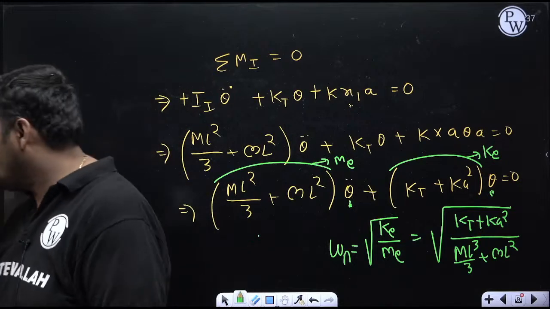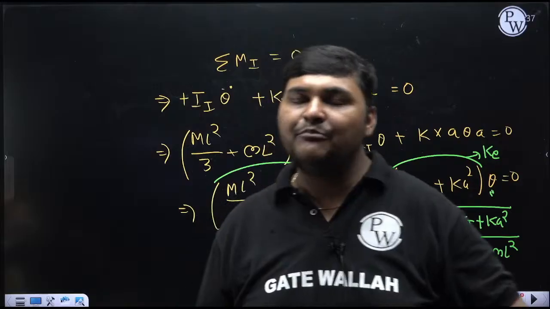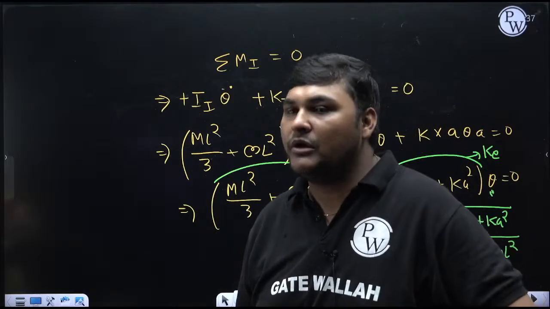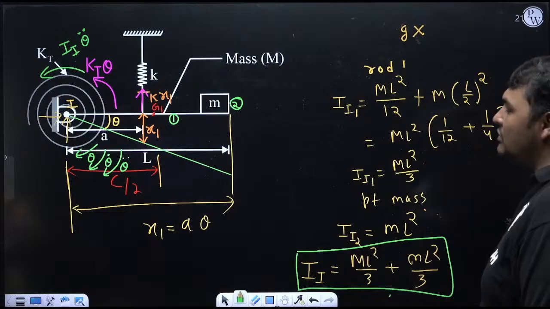After that, you can calculate frequency in hertz also, which will be omega n upon 2 pi. You can calculate the time period of natural vibration also, which is 2 pi by omega n. So like this, by the equilibrium method, you can solve the problem of rotational vibration.